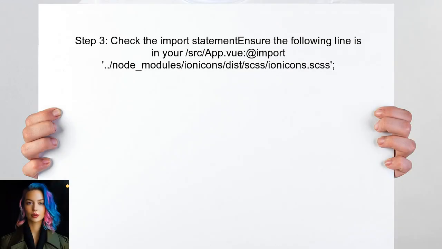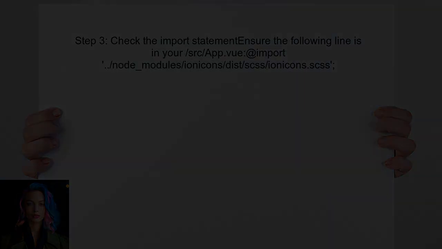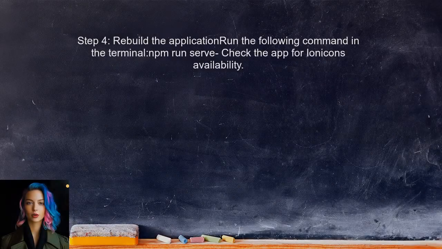After configuring Webpack, the user should check the import statement in their app.vue file. It should correctly point to the Ionicons SCSS file without any additional query parameters. Finally, the user should rebuild their application to apply the changes. This can be done by running the development server again. If everything is set up correctly, the Ionicons should now be available in the app.